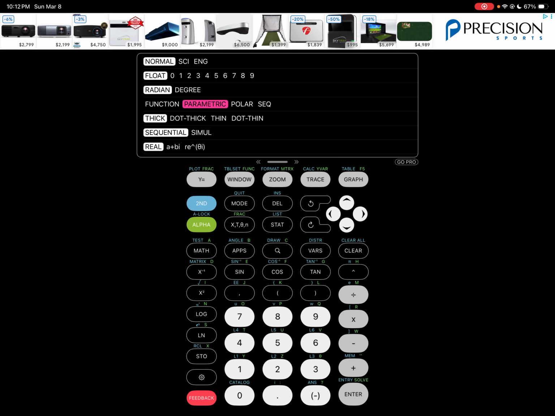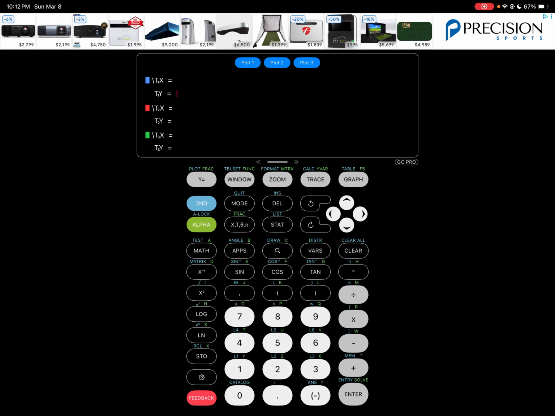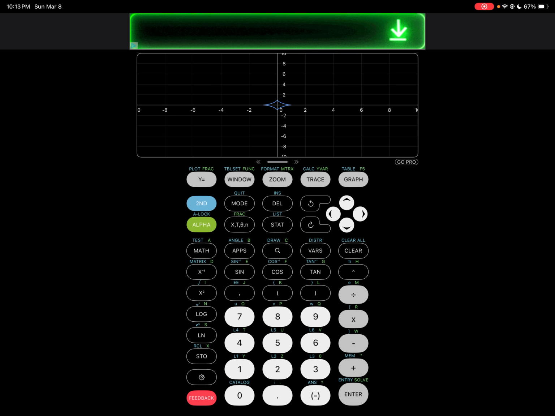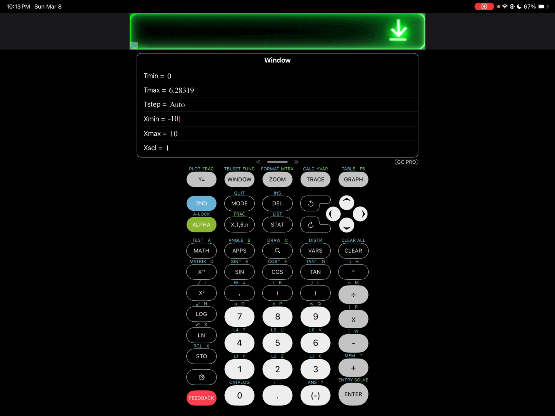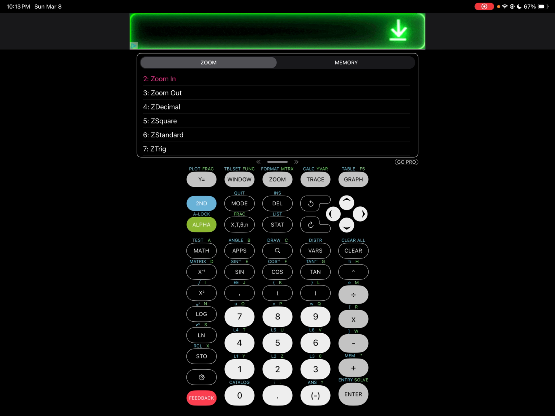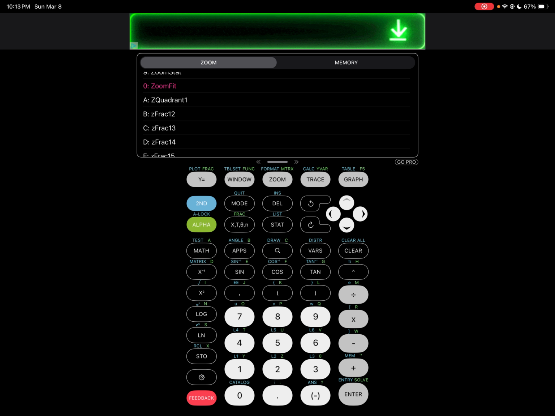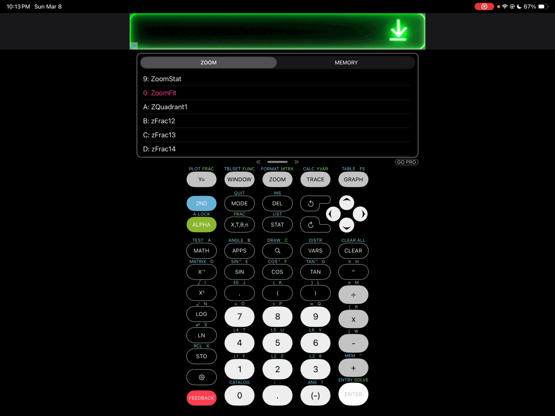Let's see. Go to mode, click on parametric. You're going to see this right here. Then you're going to type in cosine of t, in this case, to the third, sine of t to the third, and graph. This is probably going to be too small for you, so I'm going to change my window so that I can zoom fit. Okay, there we go.